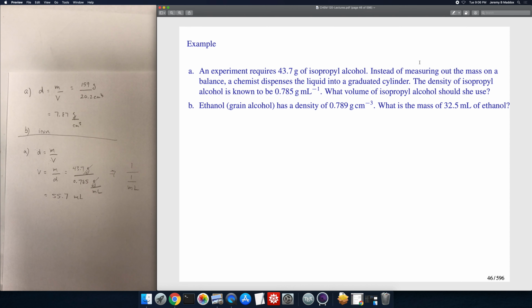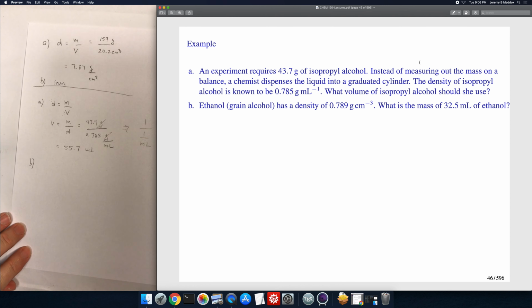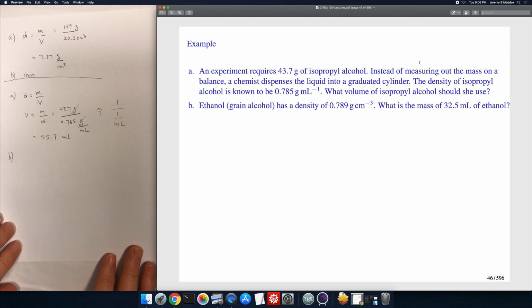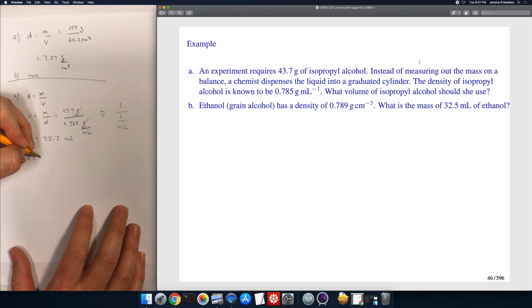In part B, we have another problem. We're talking about ethanol. We're given the density of the ethanol, and they want to know what would be the mass in 32.5 milliliters of ethanol. So here, we'll take the density formula. This time we know the volume and the density. We want to find the mass.